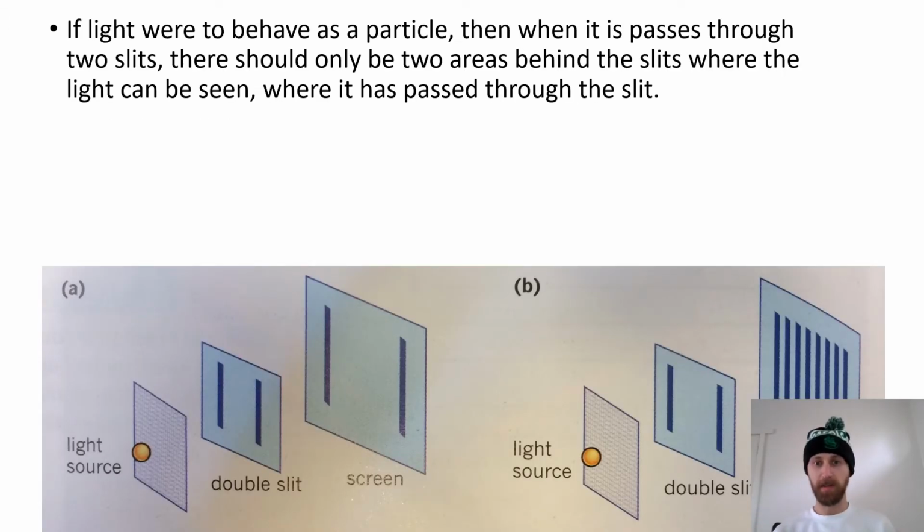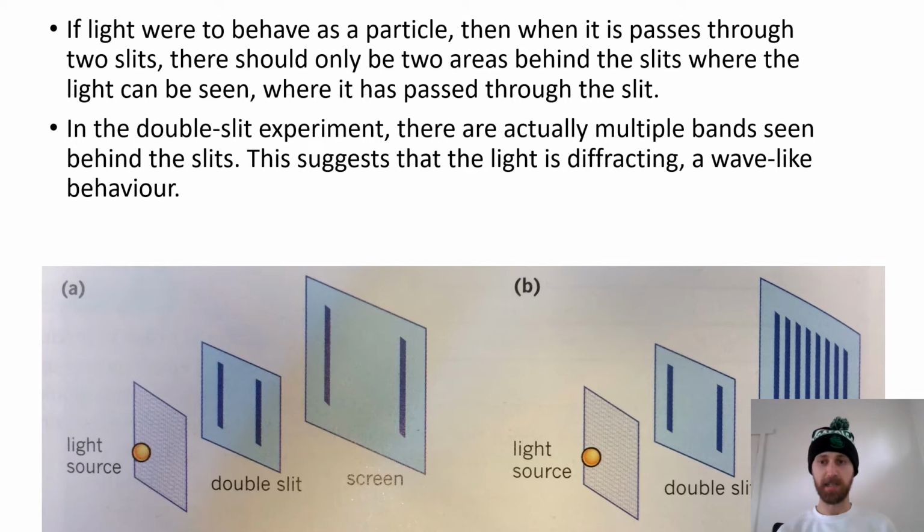So if light were to behave as a particle, like we can see in that left picture, you've got the light with 2 slits. Then when it passes through the 2 slits, there should be only 2 areas behind the slits where the light can be seen, where it has passed through the slits. So you should only see 2 bands on the screen if light is a particle. What you actually see in the double slit experiment is multiple bands seen behind the slits. This suggests that the light is diffracting, which is a wave-like behavior. So A is the theory, B is what you would actually see if you had the setup right. You'd see multiple bands appearing on the screen, not just the 2 that you'd expect behind the slits.